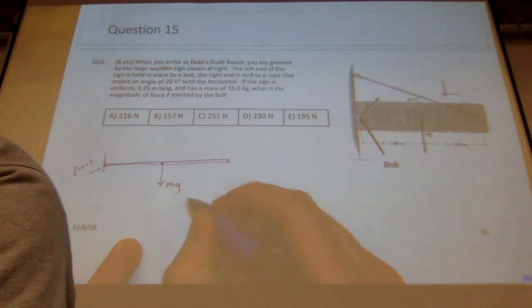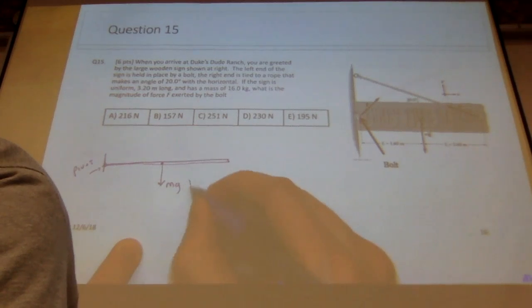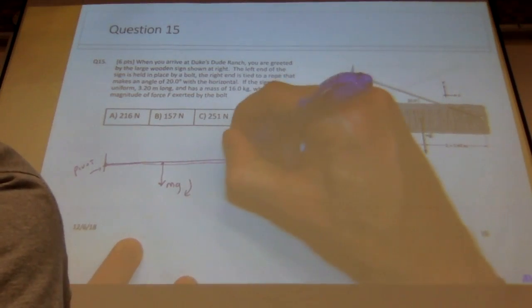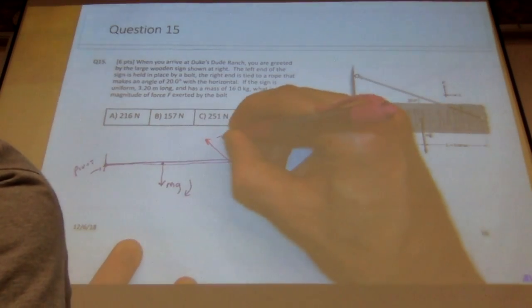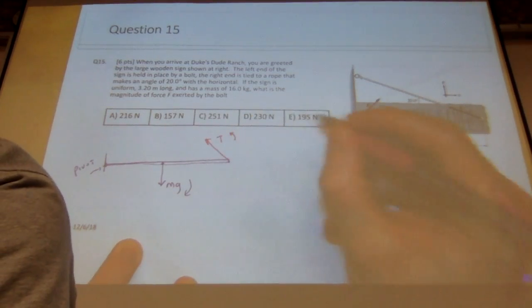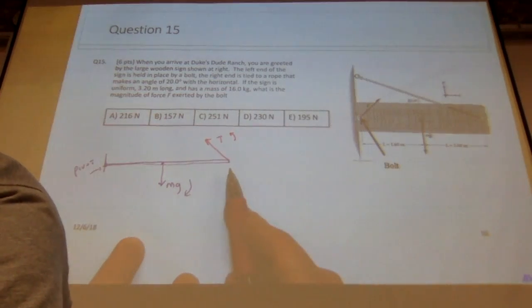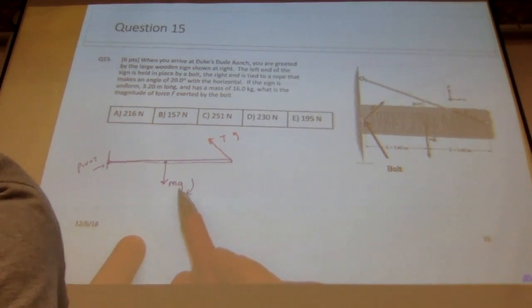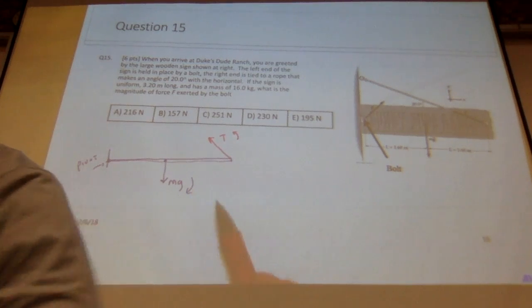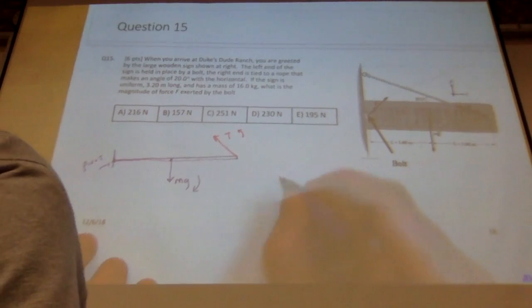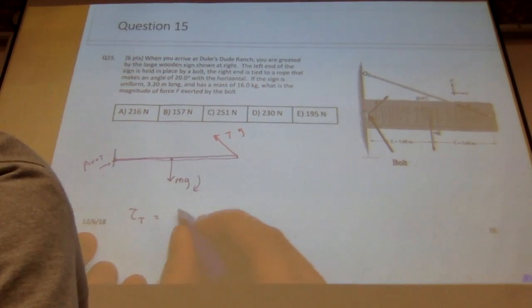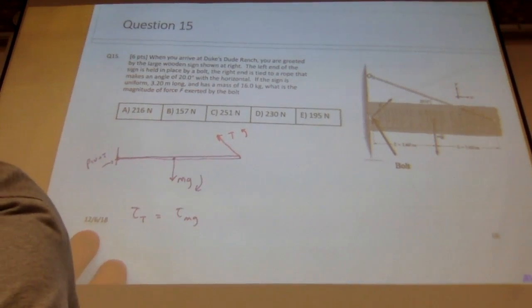So there's an mg force here in the middle, causing a clockwise torque. And then there's a tension force here, causing a counterclockwise torque. So for the net torque to be 0, the torque of the tension has to be equal to the torque of the weight. So let me do this down here. Torque tension has to be equal to torque mg in order for everything to be balanced.